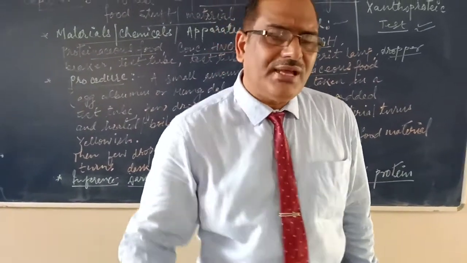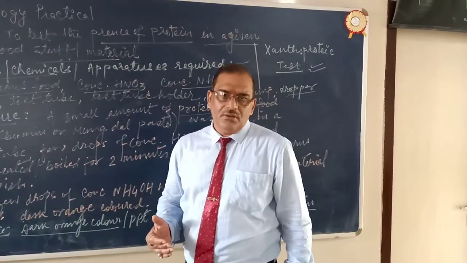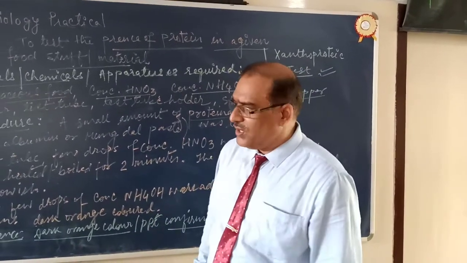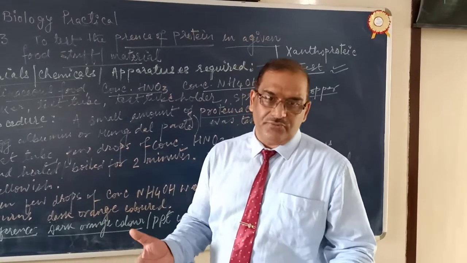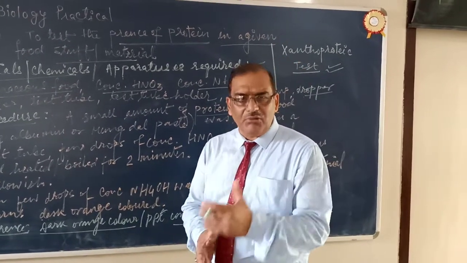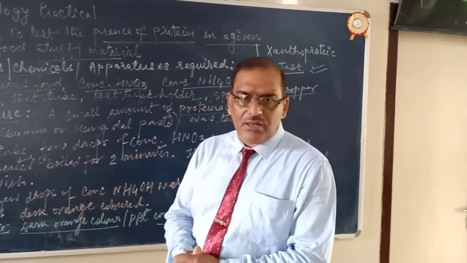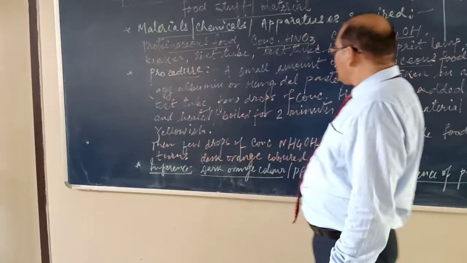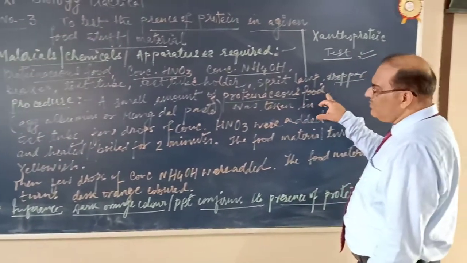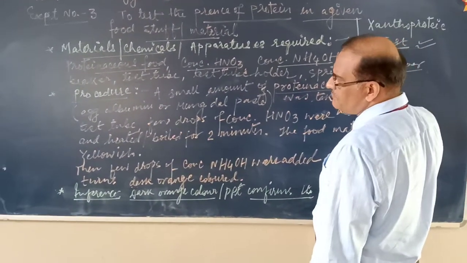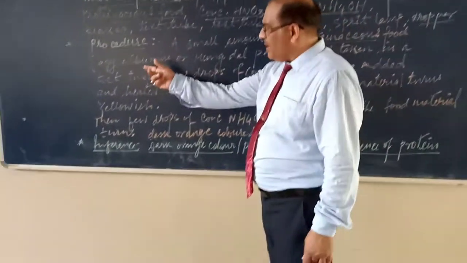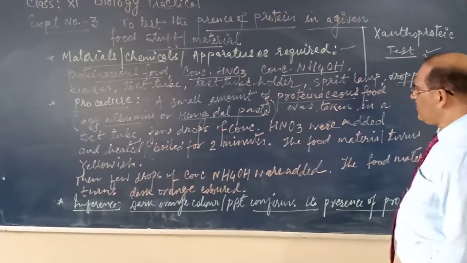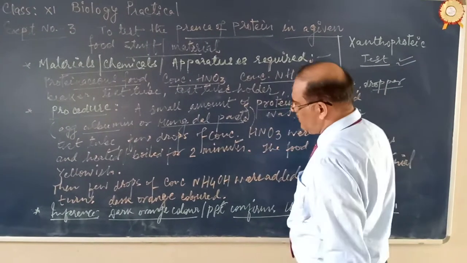Or we can take the paste of water soaked moong dal also. That also we can test. Or we can take besan also. But the best materials are egg albumin and moong dal paste. Now, how to start the practical? We have taken a small amount of proteinaceous food in the test tube. Food may be egg albumin or moong dal paste, taken in a test tube.